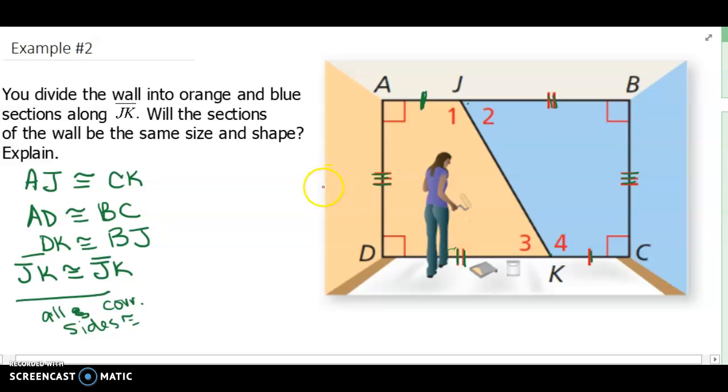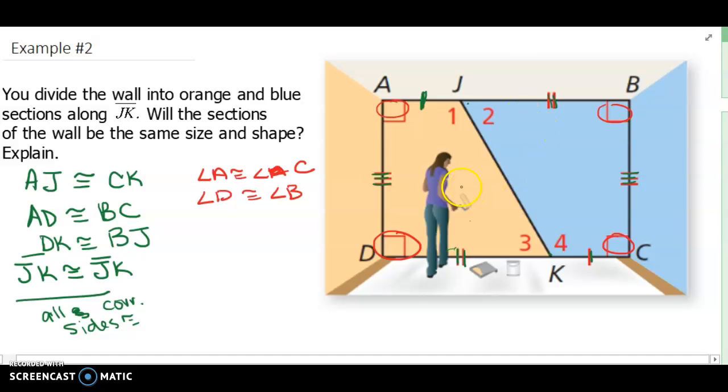All right, well, I need more than just the corresponding sides to be congruent. I have to show that all angles are congruent. Okay, so I know that angle A is a right angle and angle C is a right angle. So I can say angle A is congruent to angle C. I know that angle D and angle B are both right angles. So I can say angle D is congruent to angle B.